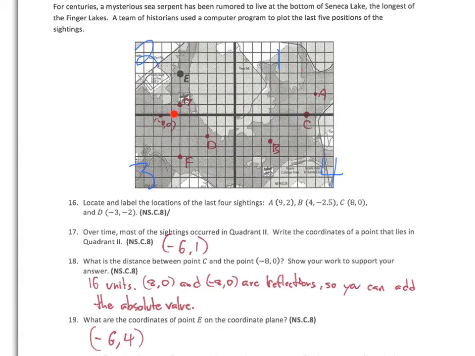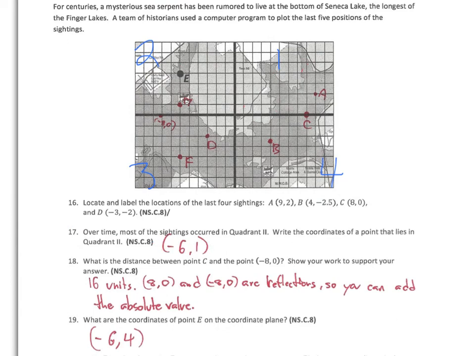This is quadrant 2, so any point in here can be an answer to that. Although it does say we are locating a sea serpent, so it would be cool if it was in the water instead of on the land. You probably wouldn't see a sea serpent roaming around on the land. So I picked right here, -6, 1, and I put a 17 by it so I know it's the answer for 17. But you don't have to do that. I just picked -6, 1.